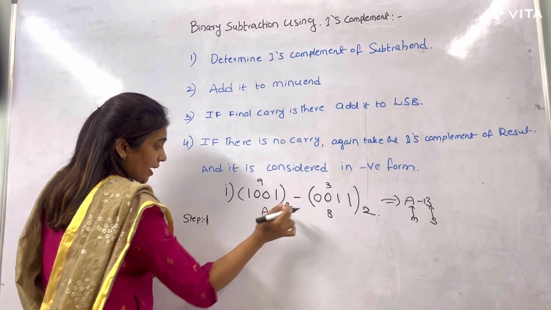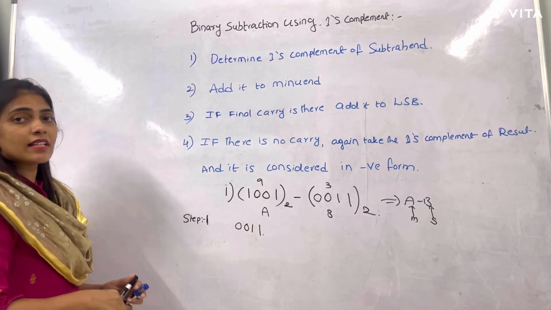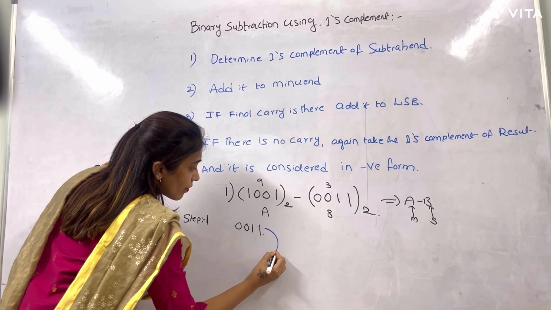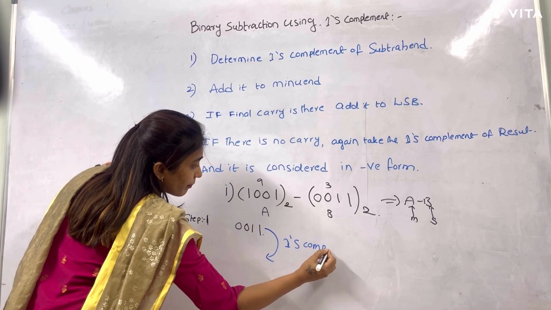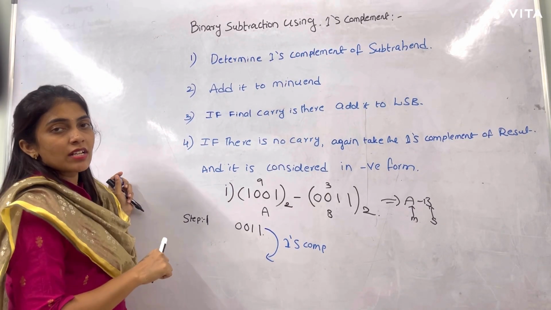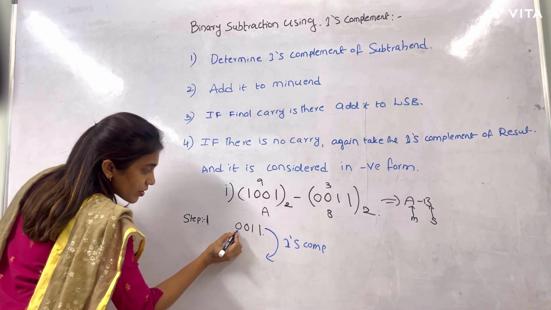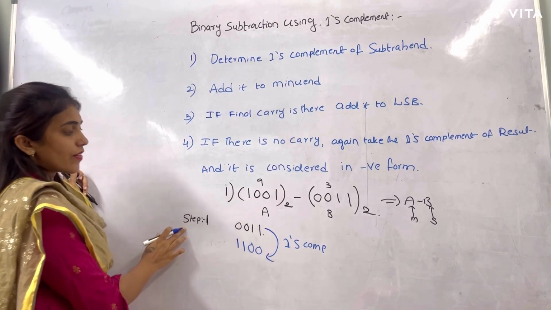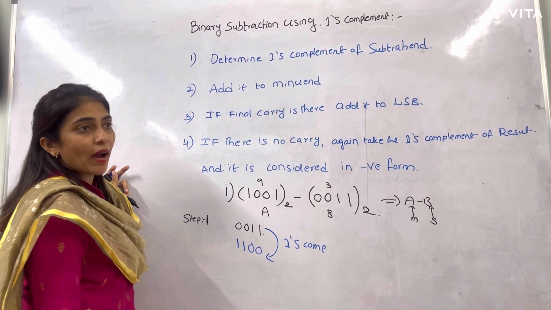So what is the subtrahend here? 0011, this is the subtrahend. We need to take one's complement of this number. You already know how to take one's complement: change the zeros to ones and the ones to zeros. So 1100. The first step is completed, and then go to the second step, add it to the minuend.